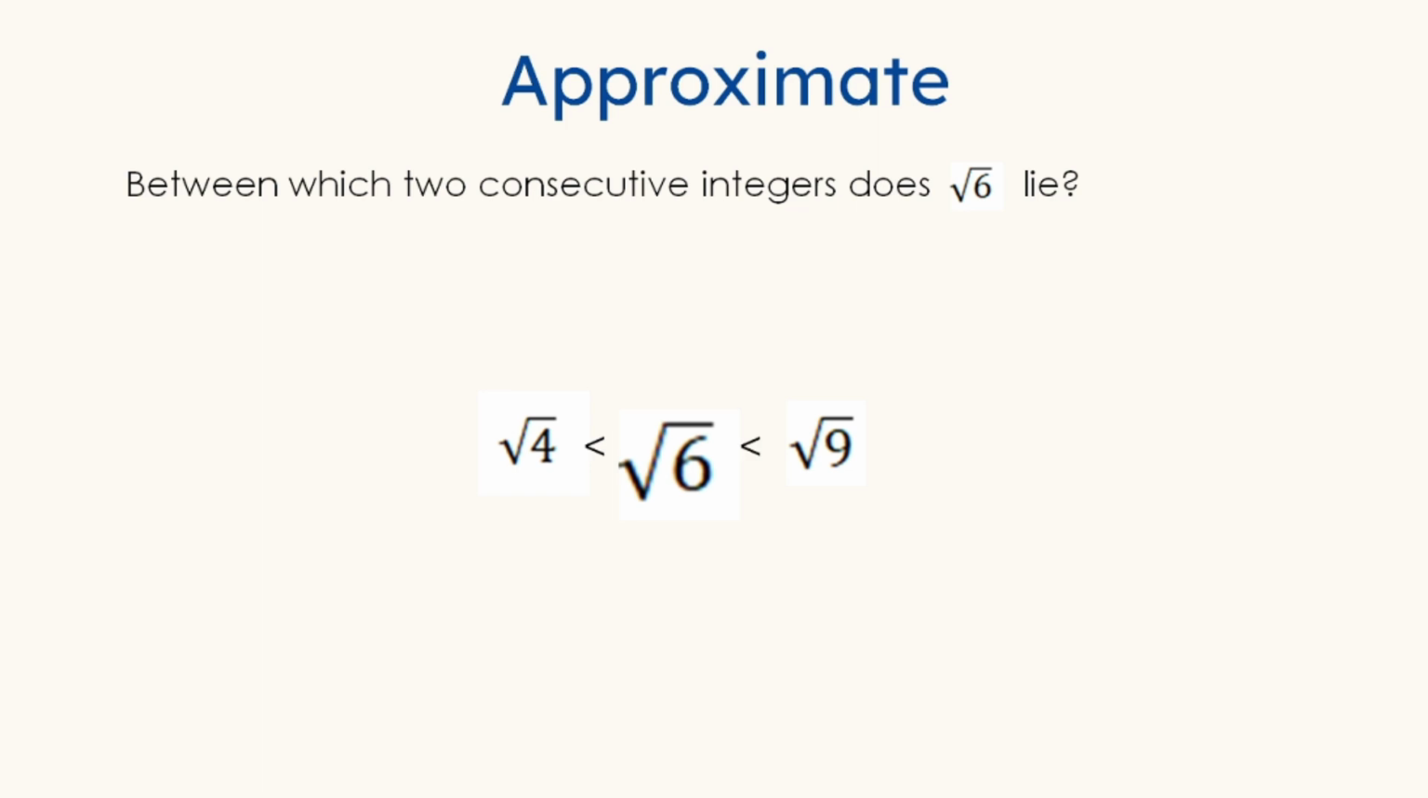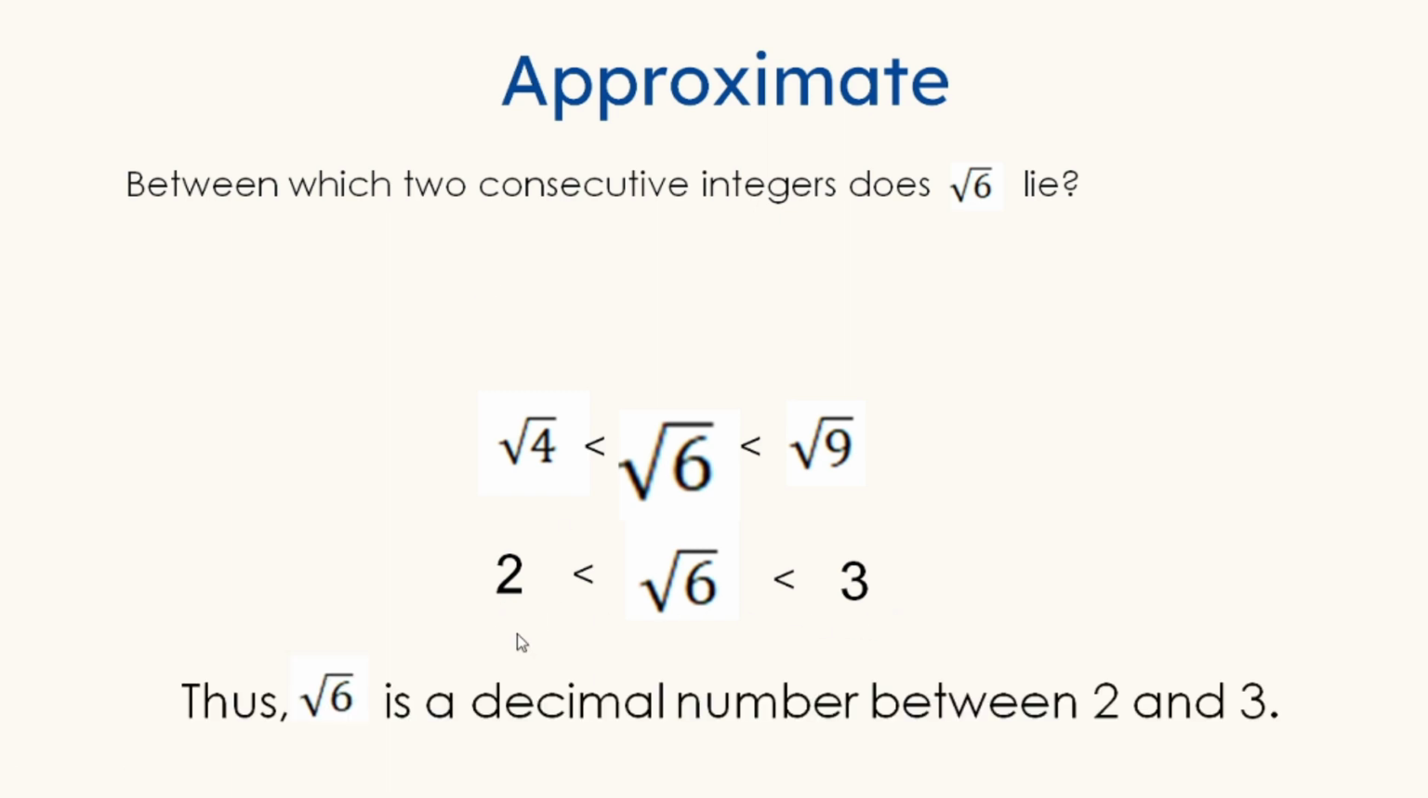So, saan kaya siyang dalawang integer makikita? Sa gitna ng, syempre, ang square root of 4 ay 2 at ang square root of 9 ay 3. So, ibig sabihin, si square root of 6 ay nasa pagitan ni 2 at 3. Tama? So, thus, square root of 6 is a decimal number between 2 and 3. Again, two consecutive integers kung saan si square root of 6 ay nandoon, is 2 and 3. So that is for approximation or approximate.